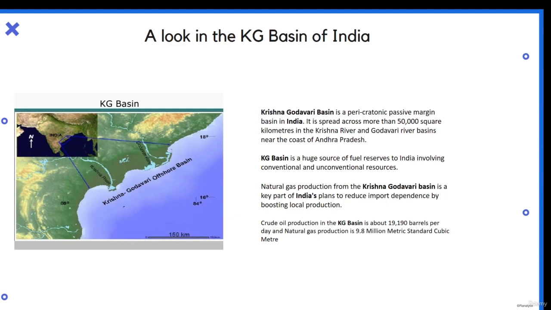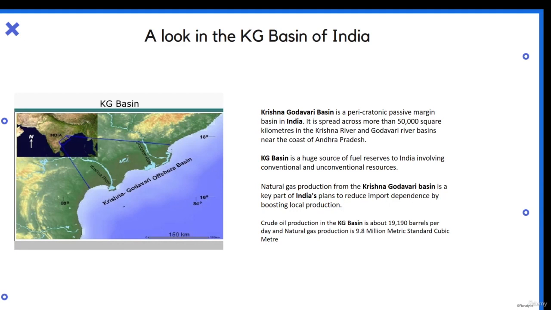So now KG Basin is a huge source of fuel reserves to India, involving conventional and unconventional resources. It would be basically the crude oil or the gas which is required to power the nation. It is the greatest resource of India where all of these things are present. Natural gas production from KG Basin is a key part of India's plan to reduce import dependency by boosting local production.